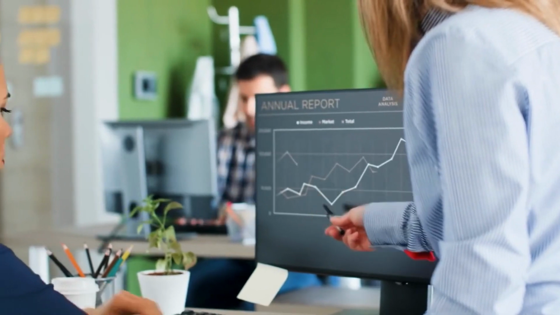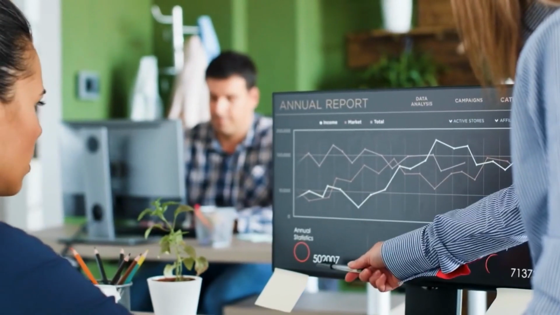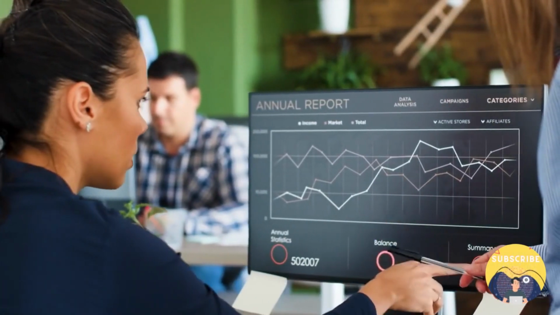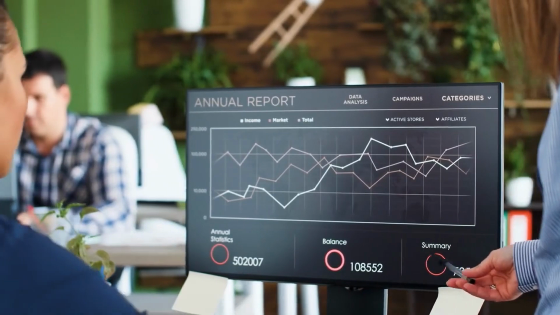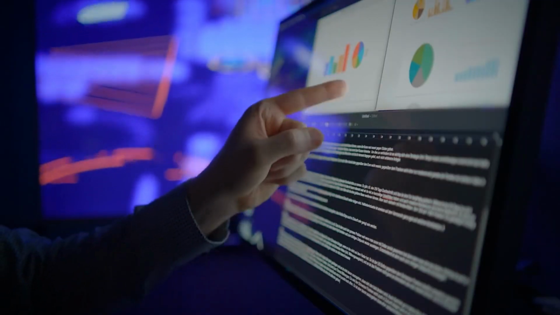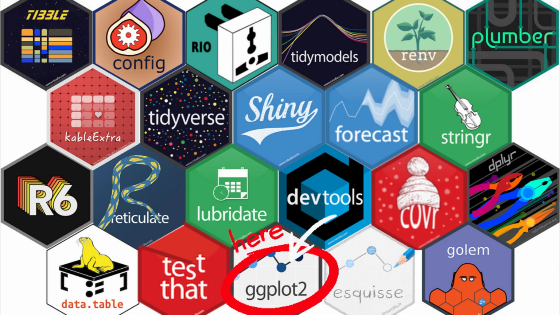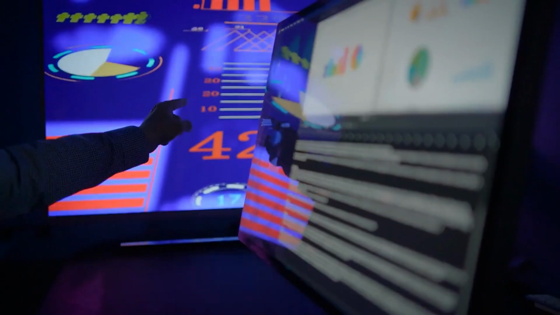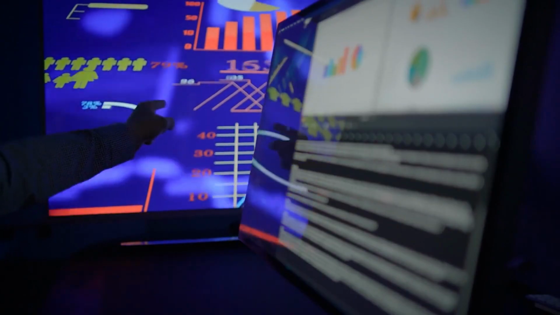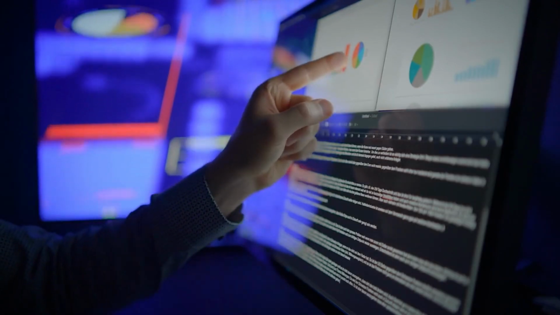One of R's key strengths is its ability to handle and analyze large datasets efficiently, making it a preferred choice for statisticians, data analysts, and data scientists. The language comes with a vast collection of packages and libraries, such as ggplot2 for data visualization, dplyr for data manipulation, and caret for machine learning. These tools allow users to perform complex data operations with minimal coding.